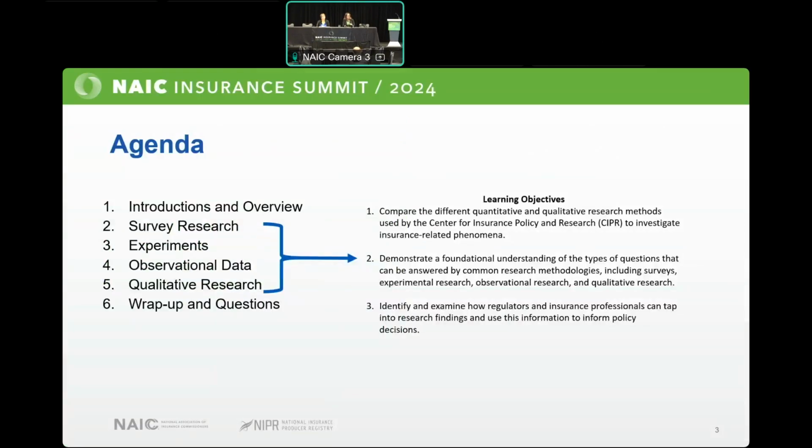So just a little overview of our session. I'm actually going to get up and sit behind the podium. A little overview of our session.